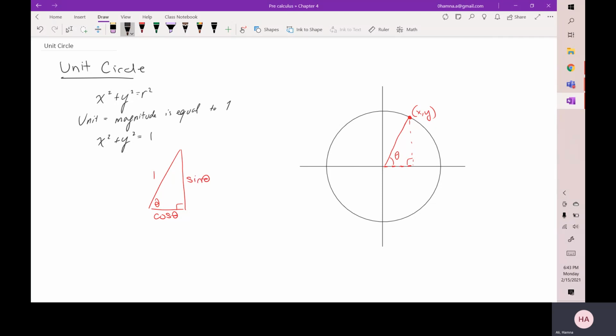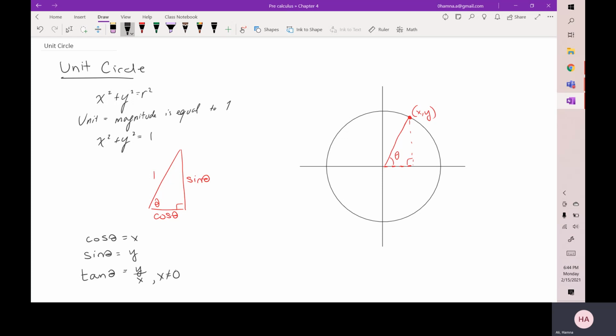So what that means here is that we're going to have cosine of theta is equal to x, because since we're starting here at the origin and the x-axis and going out, our angle is always going to be adjacent to the x-axis. Sine of theta is going to be y, because our y is opposite to our angle at all times. And this means tangent of theta we can write as y divided by x as long as x is not equal to 0.